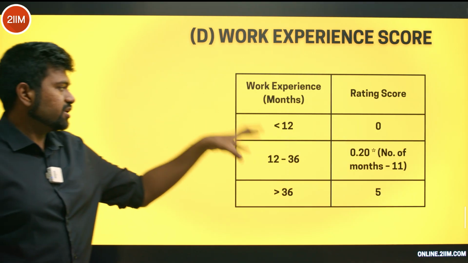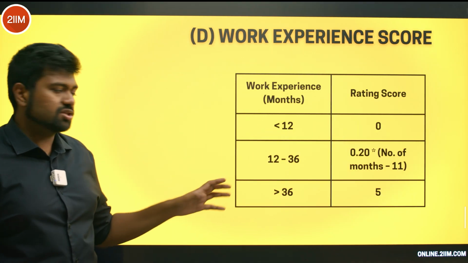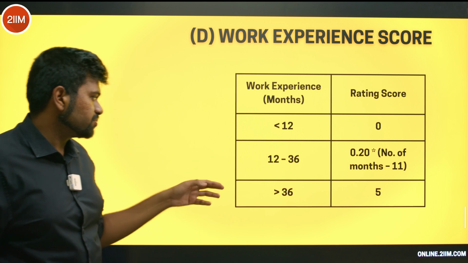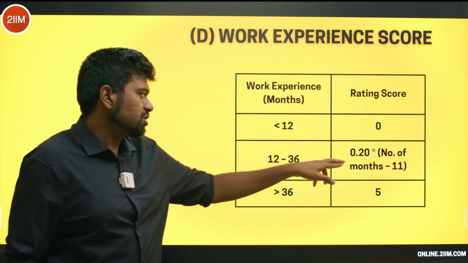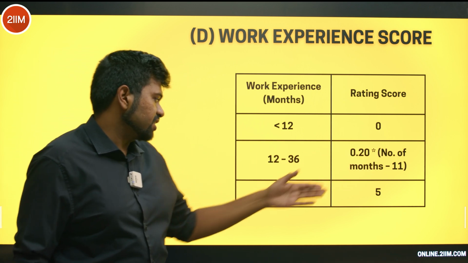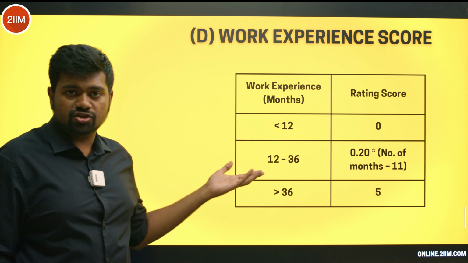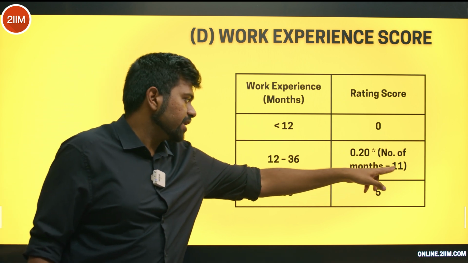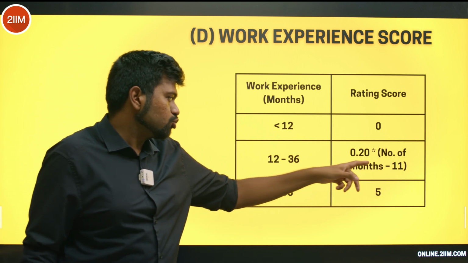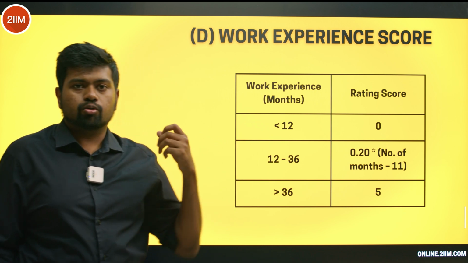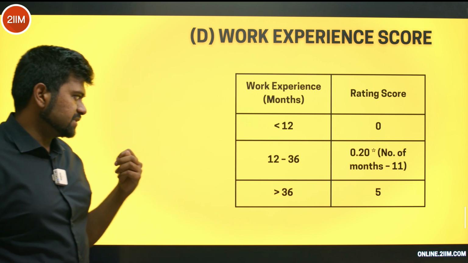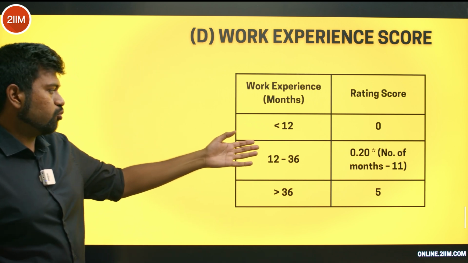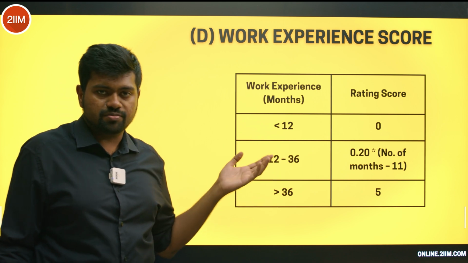This is your work experience score. Anything less than 12 months, you don't get anything, it's a 0. For 12 to 36 months, it's the number of months, which is say X. So say you have 13 months of work experience, 13 minus 11 is 2, and 2 into 0.2 is 0.4, right? So you'll get a score of 0.4 if you have worked for 13 months.